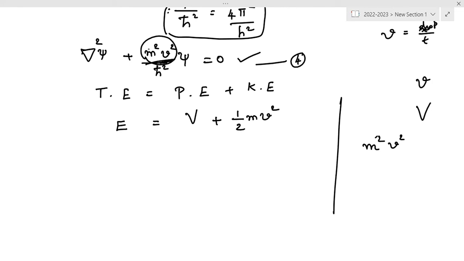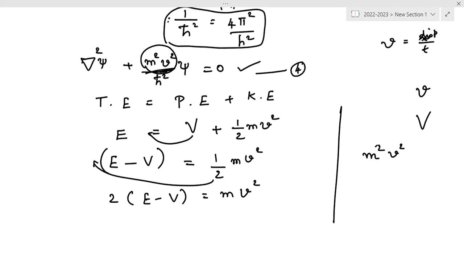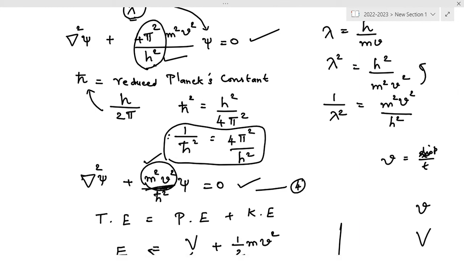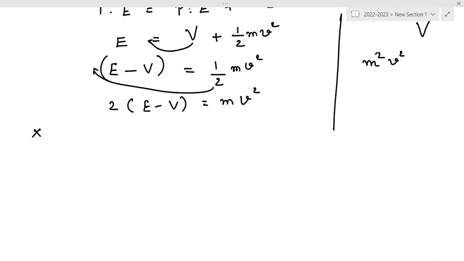So here E, I am taking this towards the other side, v minus v. E minus v is equal to half m v square. Then 2 is taken over the other side. 2 into E minus v is equal to mv square. But here in this equation we have m square v square. So multiply the above equation with m on both the sides.